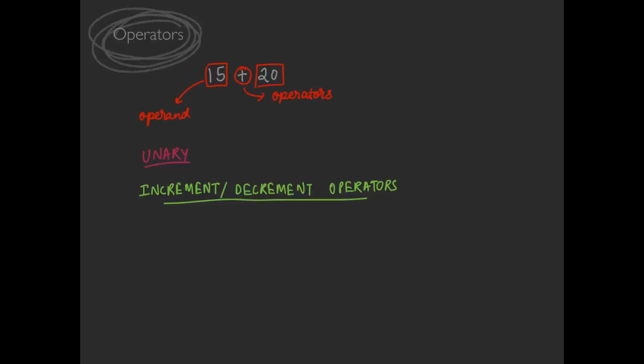Following it, we have our unary operators. These use a single operand to finish their job. They are increment and decrement operators. We have two types, prefix and postfix operators. Here, prefix means the plus symbol comes before the variable. In postfix, it comes after the variable. It's the same for decrement operators too.